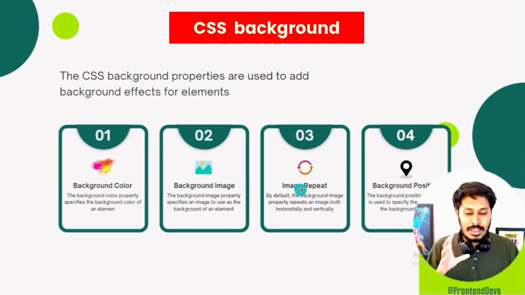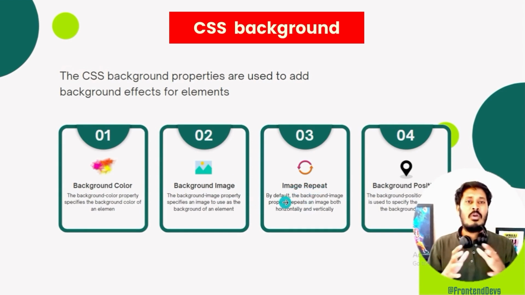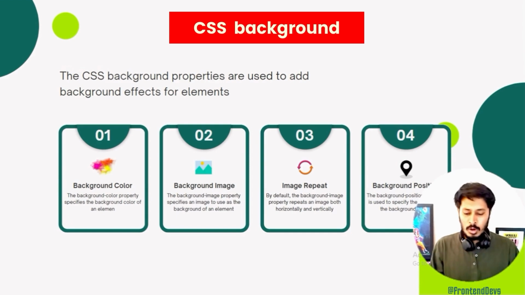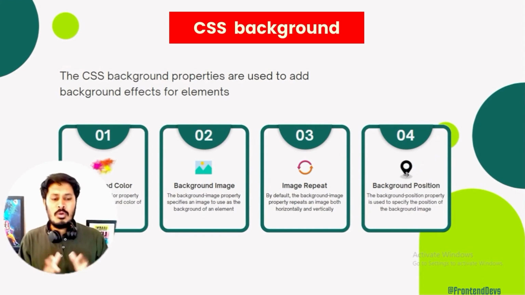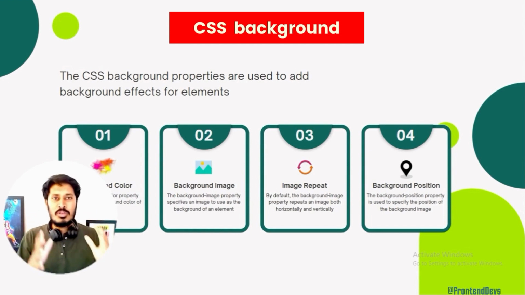Then we have a property related to the image, and that is background repeat. When we use a background image, by default, if the image is small in size, the image is shown in a repeated manner. With the help of the background repeat property, we can specify whether we want to repeat that image or not. And the last option we have is background position. When we want to show only some part of the image or adjust the image position, then we can go with the background position property.